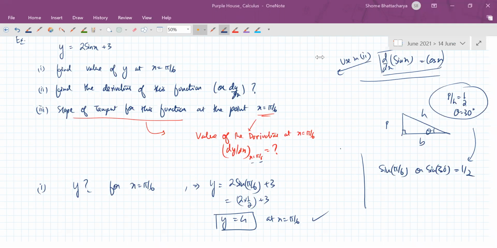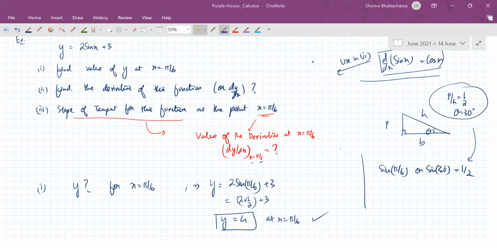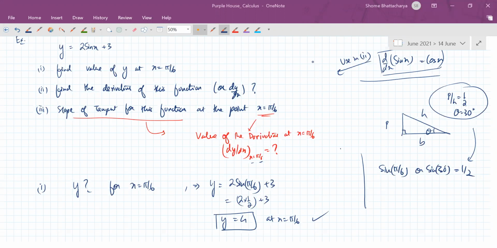So, sir, whenever it asks about the derivative, we will simply write cos x? If the function is sine x, then the derivative is cos x. But here the function is not sine x. It is twice of sine x plus 3. So the derivative will be slightly different, right? We'll have to use the properties of differentiation also. Understood? See, the derivative of x square is 2x. So what is the derivative of 3x square? It's 6x. So something like that we'll have to use here also.